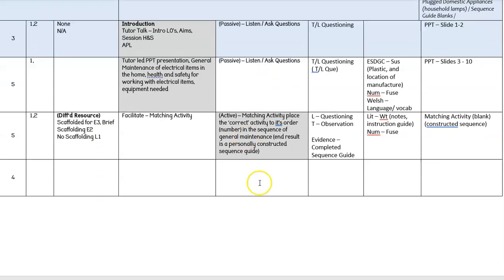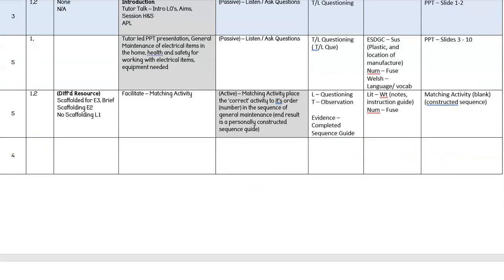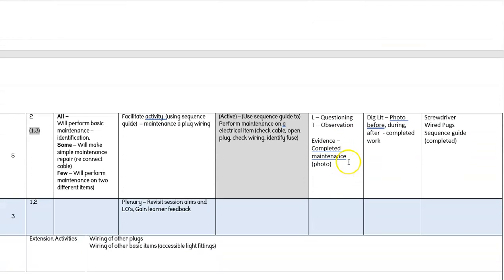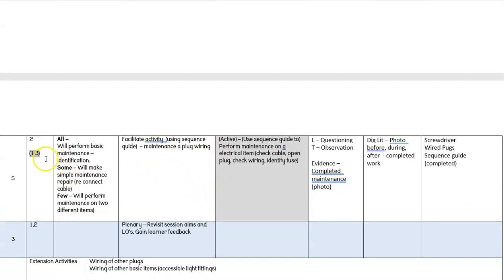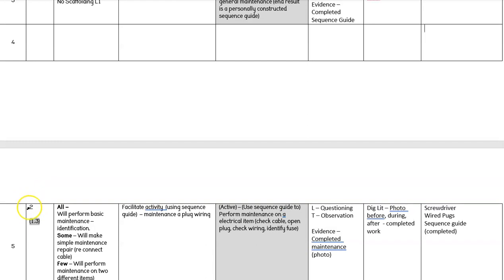Differentiated there. Okay, now I've left this section blank. I just want to talk to that at the end of the video. Okay, now the next section is the actual maintenance. So here it's going to be learning criteria 2, and that's to actually perform the maintenance.